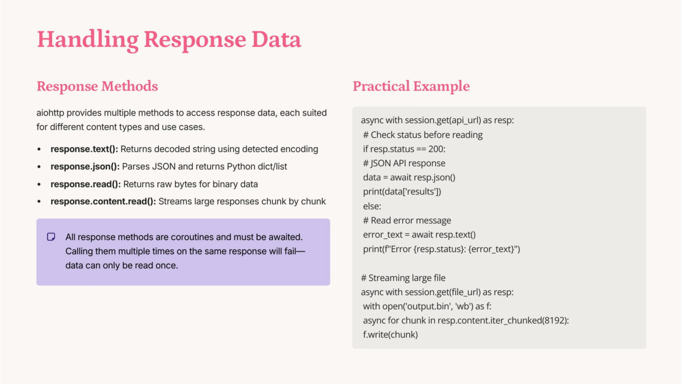aiohttp offers versatile response methods. Use response.text for decoded strings, response.json for JSON data, and response.read for raw bytes. For large files, stream with response.content.read. Always check response status before reading. Remember, response methods are coroutines. Data can only be read once. Handle errors by reading response text for status codes other than 200.